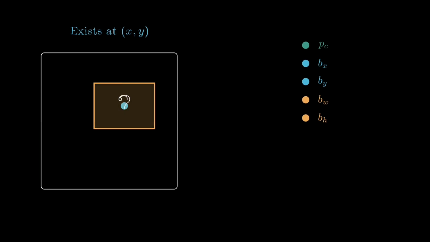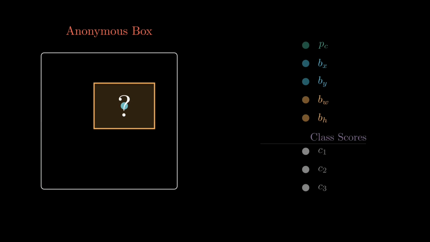But we're still missing an important piece. We don't want anonymous boxes. We want meaning. So the model also predicts a set of scores describing what kind of thing is inside the box. In the original YOLO setup, there are several predefined categories. Each category gets its own score, and the largest one tells us what the model believes it has found.